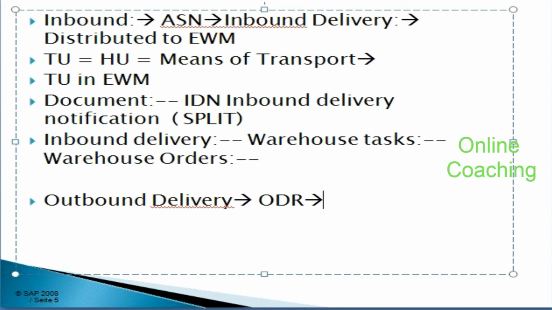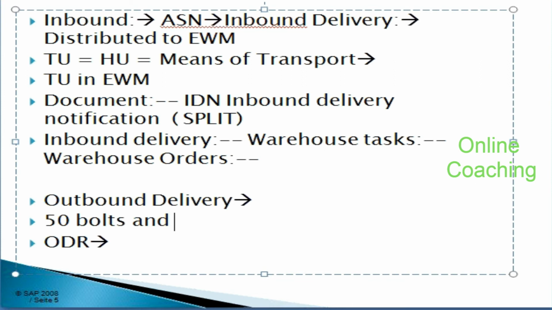Let's take this. The system will check the quantity at the time of the warehouse order request itself and say that yes, this much only can be confirmed. Suppose one outbound delivery contains 50 bolts and 50 engines also. That means the 50 engines have to be sent by ship, and the 50 bolts I'm sending by flight.